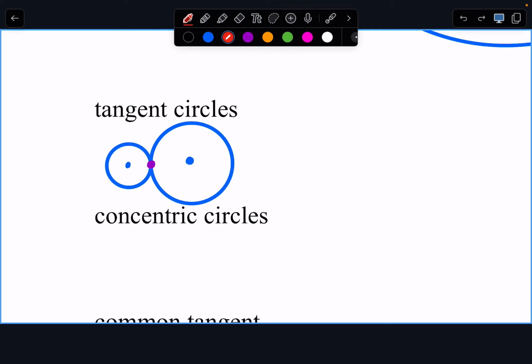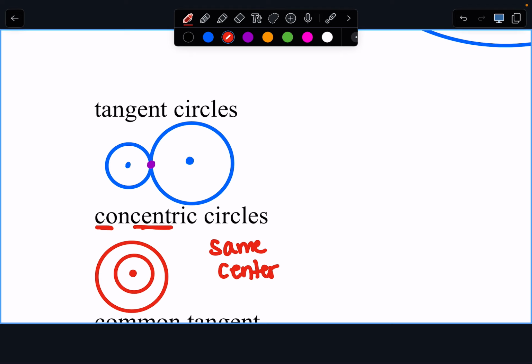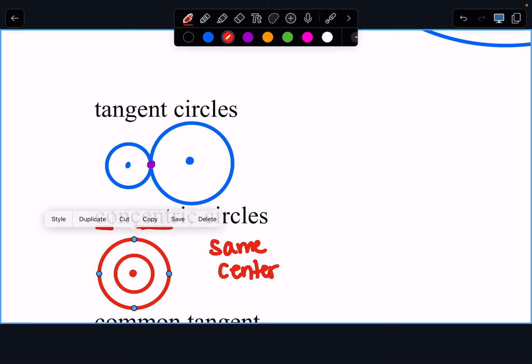Concentric circles. Anybody know what that is? They are concentric. Are they like inside? They share a center. Like the bullseye?